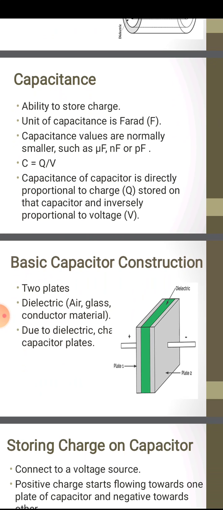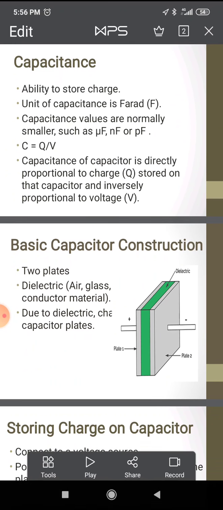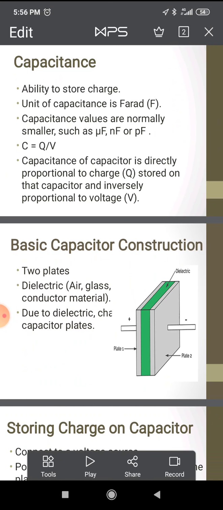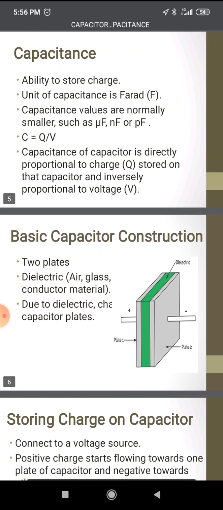Capacitance means the ability to store the charge. Ability of what? Ability to store the charge. C is defined mathematically as Q upon V. Q is the charge on the plates of the capacitor, and V the potential difference between the two plates. This coulomb per volt is the farad. Farad is the SI unit of capacitance, and in smaller units we can have the microfarad, nanofarad, picofarad.